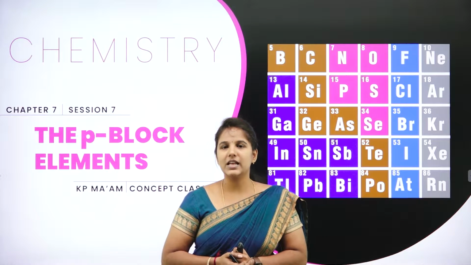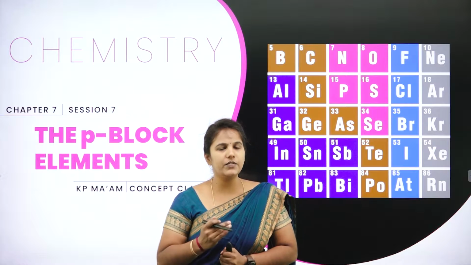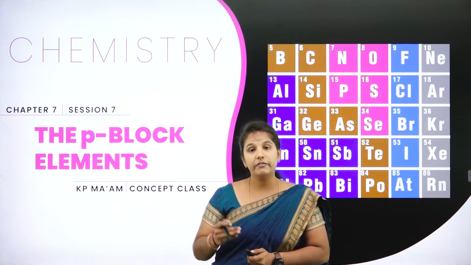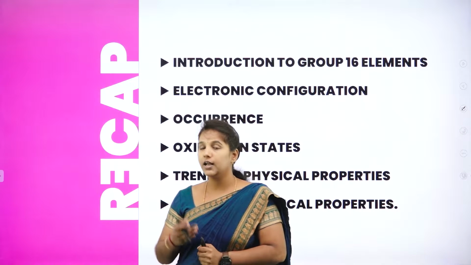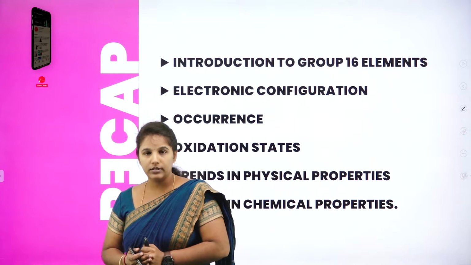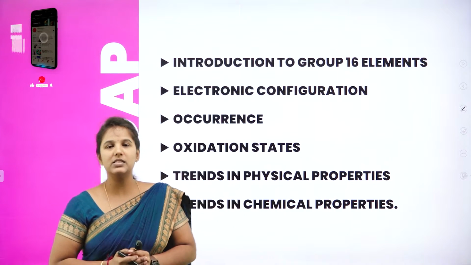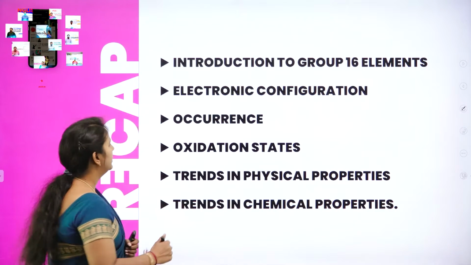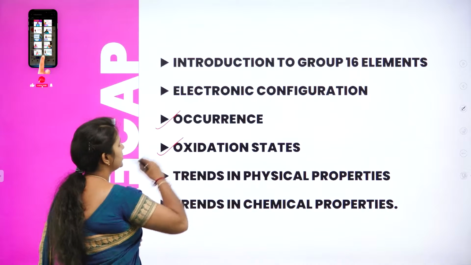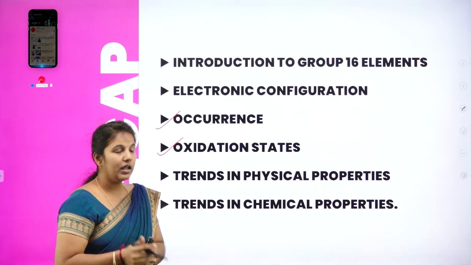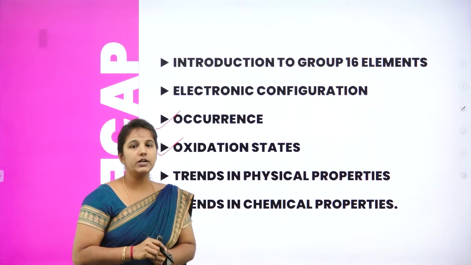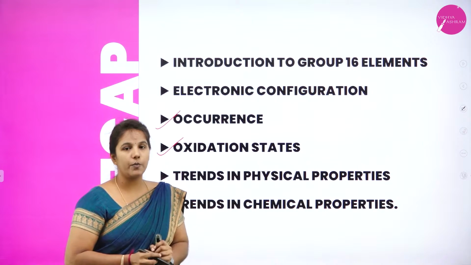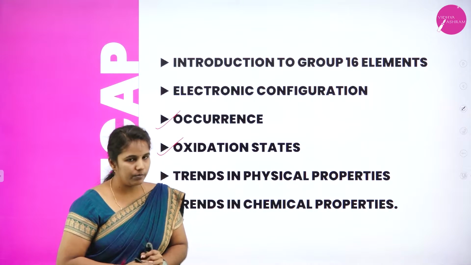My dear students, in our last discussion, we were dealing with the unit called p block elements. Under that, we have discussed the introduction to the group 16 elements, their electronic configurations and their occurrence, and oxidation state. In addition to that, we also discussed the group 16 trends in their physical property and their chemical property.